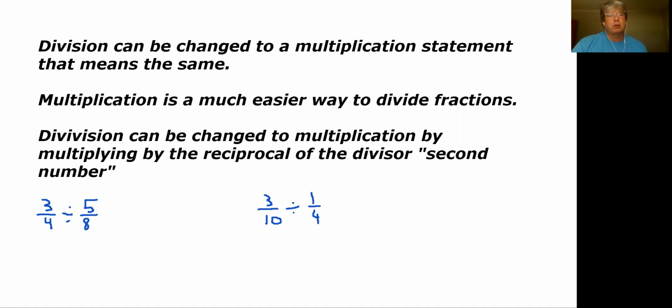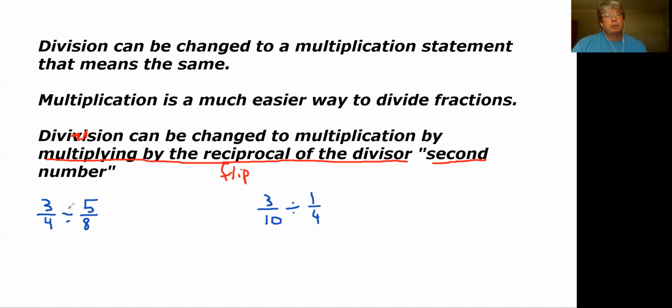If you recall earlier, we talked about division. I misspelled that pretty badly there. But division, remember we said, is the inverse operation of multiplication. But we also said that division can be changed to multiplication. And the way we do that is we multiply by the reciprocal of the divisor, or that second number. Remember that reciprocal kind of means to flip the fraction.